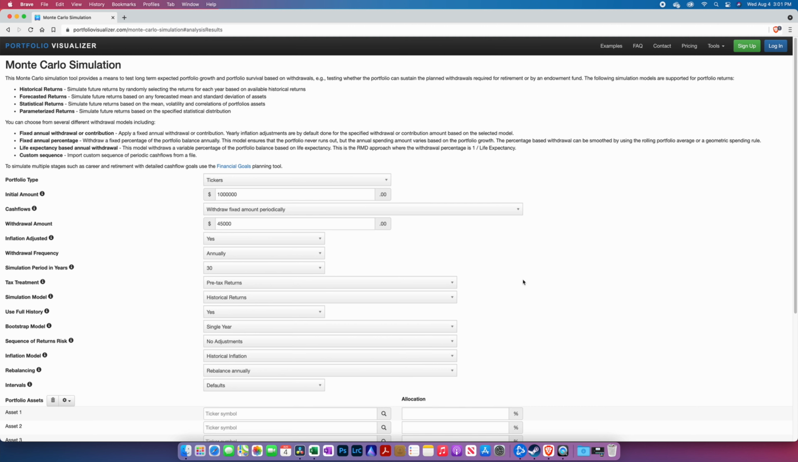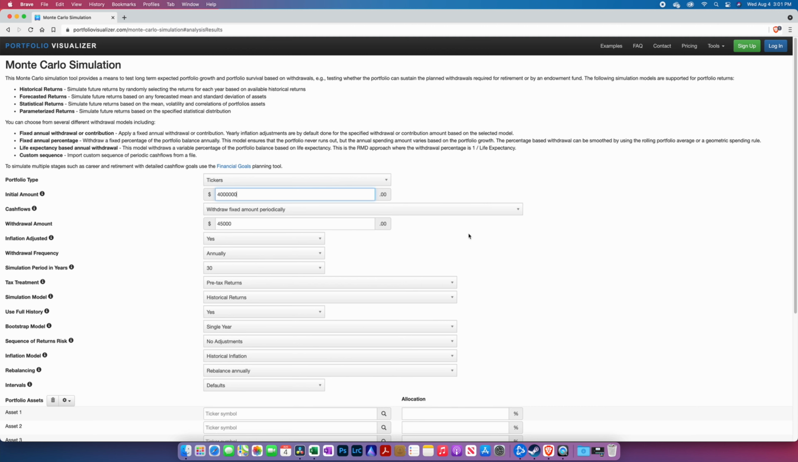What I want to do is test how the portfolio would do in a relatively long drawdown period, because we are talking about the FIRE movement after all. So let's assume that we start off with an initial amount of $4 million. I'll go ahead and put that in for the initial amount.